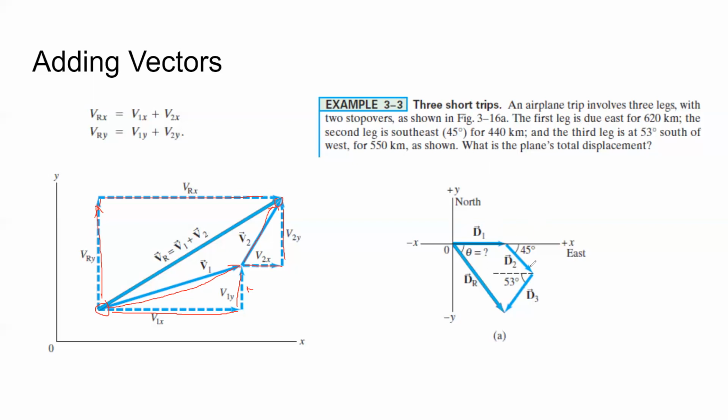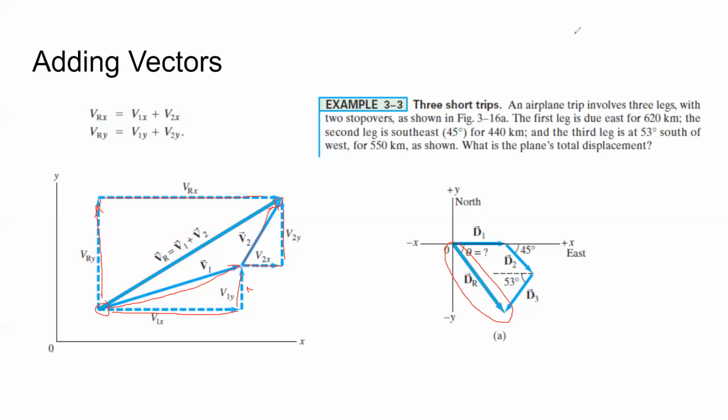And then the third leg is 53 degrees south of west. So south of west, you measure here from the west, the horizontal, the negative x-axis, 53 degrees. So that's south of west, and this is 550 kilometers. And by the tip-to-tail method, the resultant is somewhere here. So by just drawing the tail-to-tip method, the graphical way of resolving vectors, you will know that the angle is below the positive x-axis.